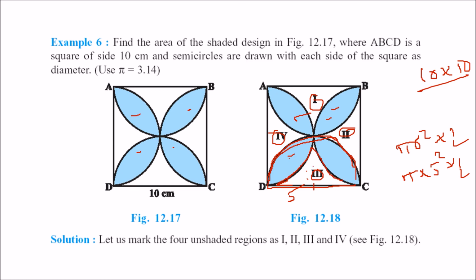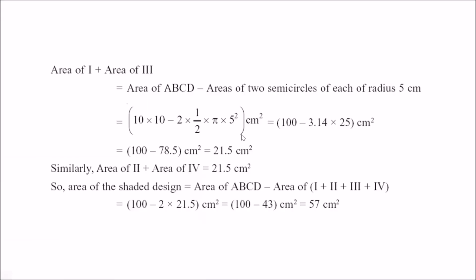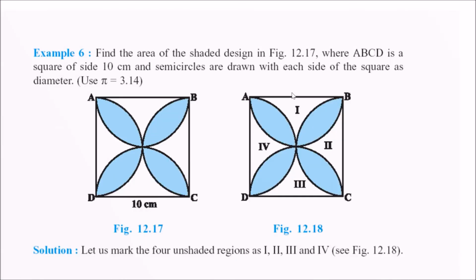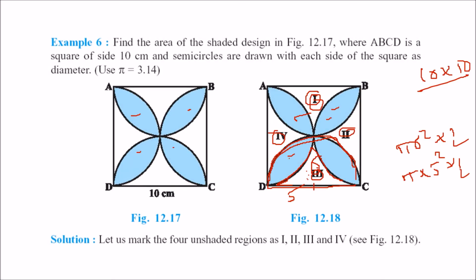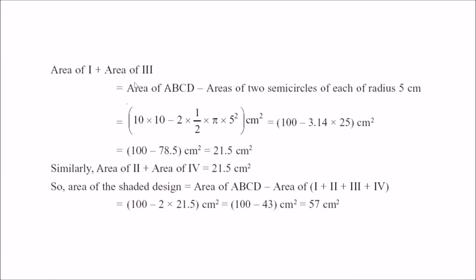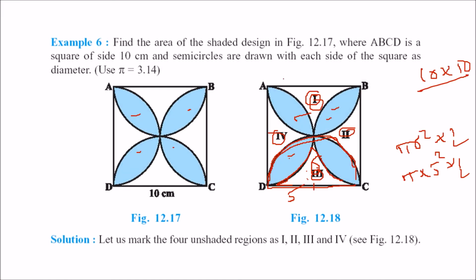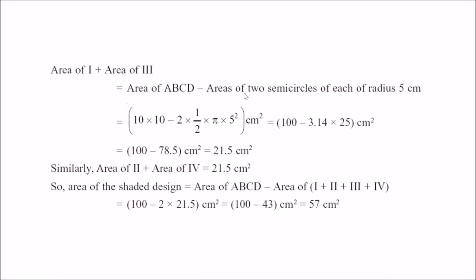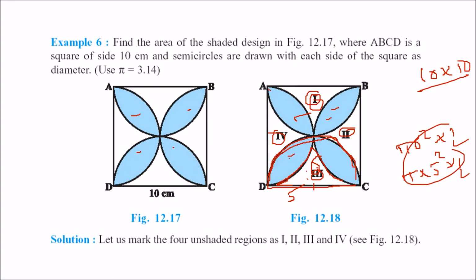So how to get this area? Now just consider, the area of 1 and 3. What will be 1 and 3? 1 and 3 will be the area of the complete ABCD minus the area of two semicircles of radius 5, which I was trying to explain. Because this is one circle, if you combine these two, this becomes one circle. And 1 and 3 is nothing but the area of the complete square minus this minus this.